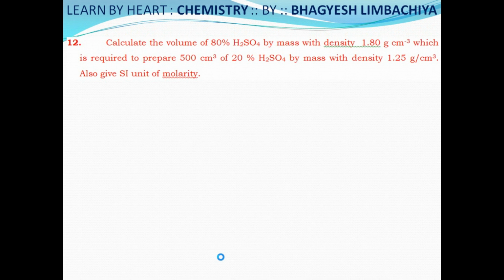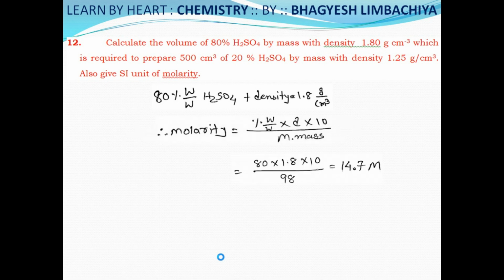80% H2SO4 by mass with density is given, and we have to prepare 500 centimeter cube of 20% H2SO4 by mass with density given to you. So how much volume should be taken to get the 500 ml 20% W/W solution? First of all, 80% W/W with density is given to you. So we can calculate the molarity by using the relation, and it is 14.7 molar.